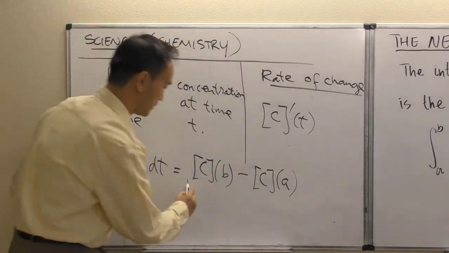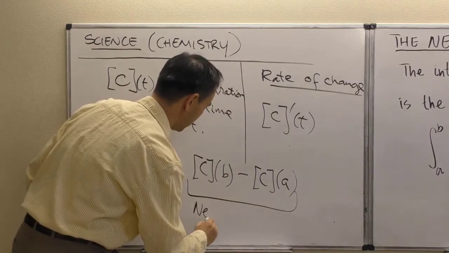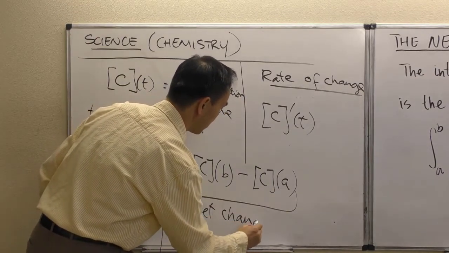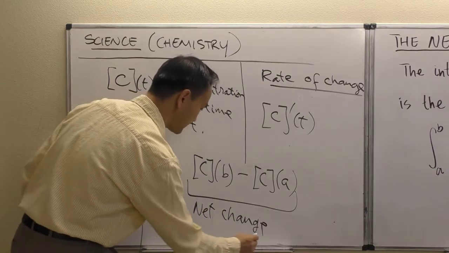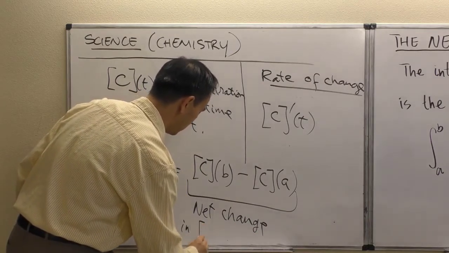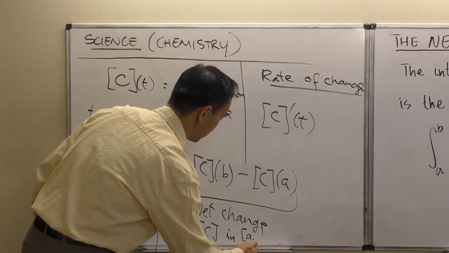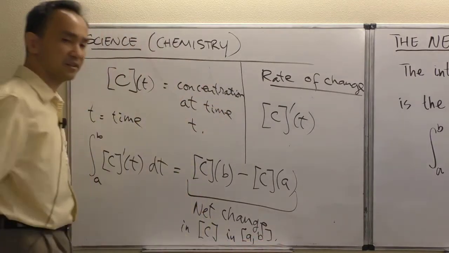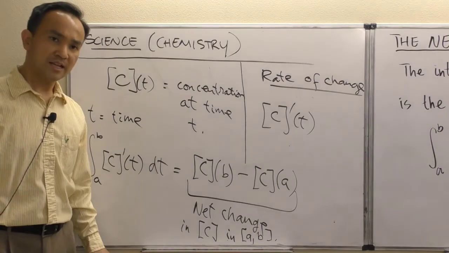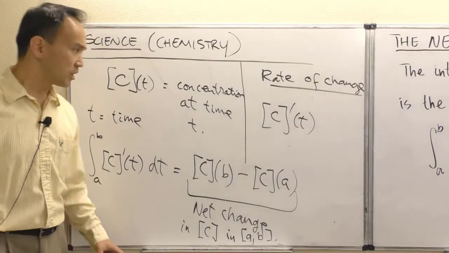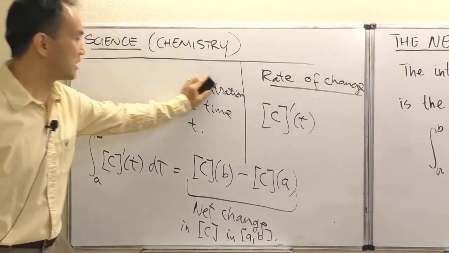And again, this is the net change. It measures the change in concentration of C in that interval from a to b relative to time. Like that. That's what the chemists do. So I'm going to erase this.